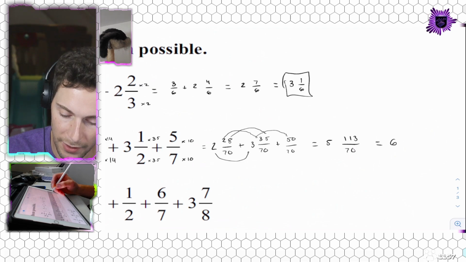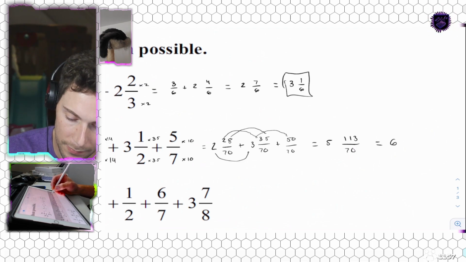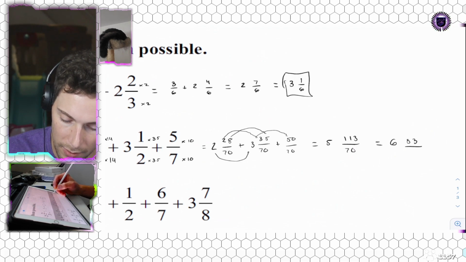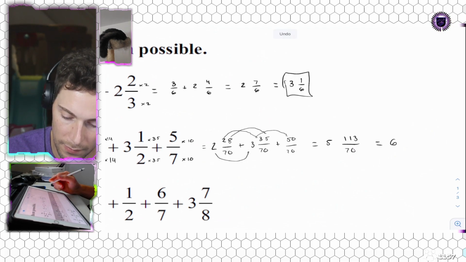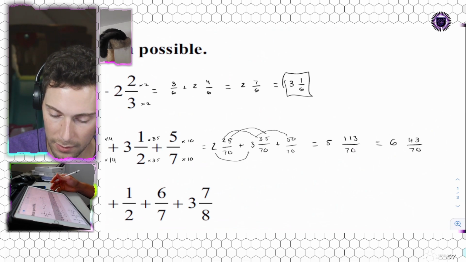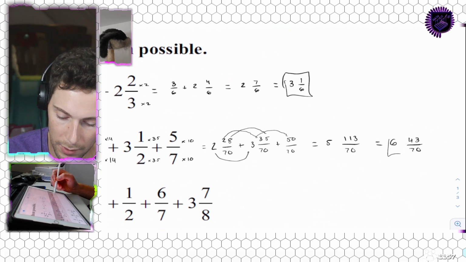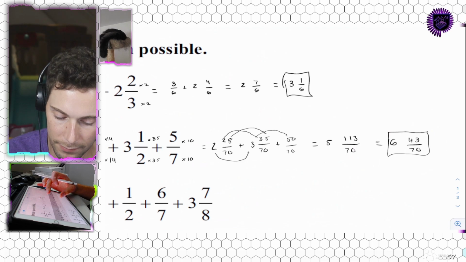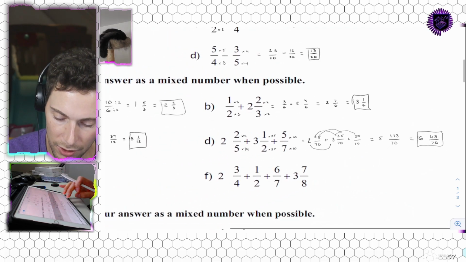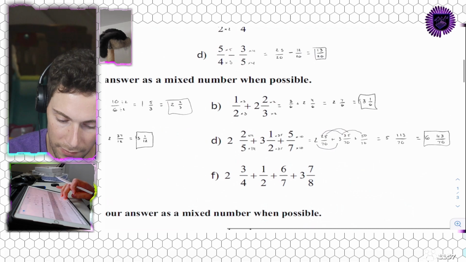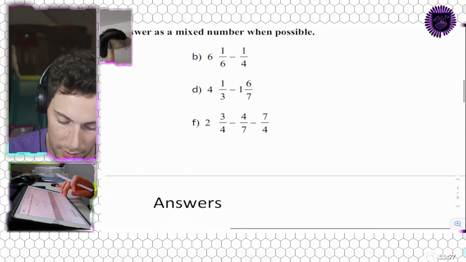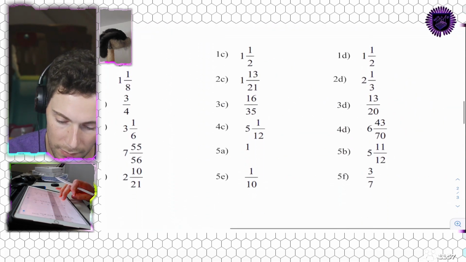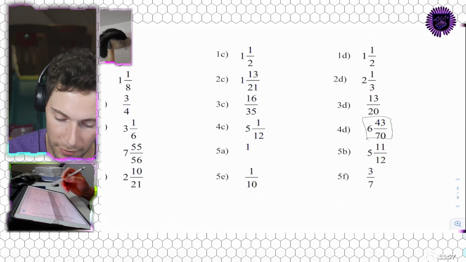So this will be equal to 6. There is one group of 70 in there, and 53. No, sorry. 43/70. 6 and 43/70. Let's check that answer. 5, 4, D. Yeah. Fun.